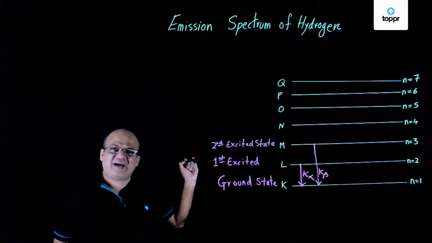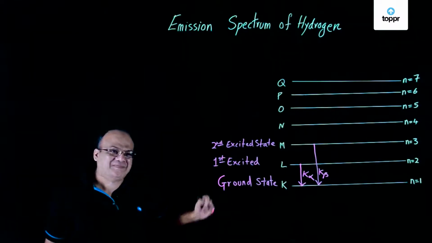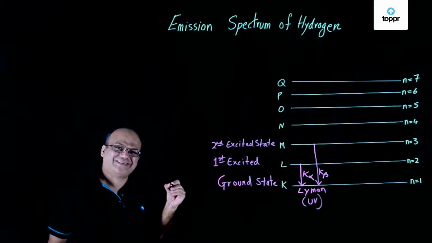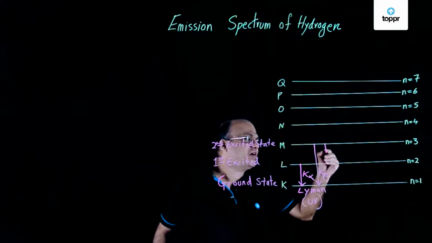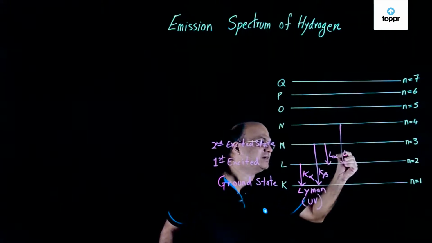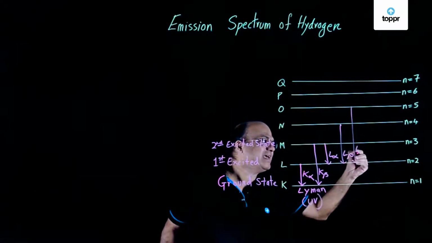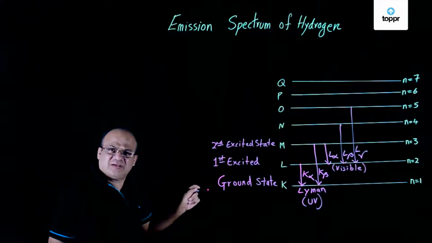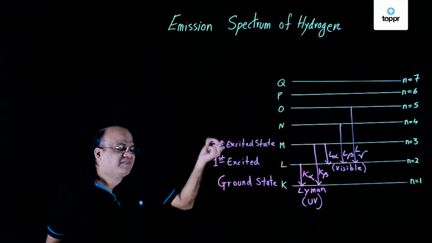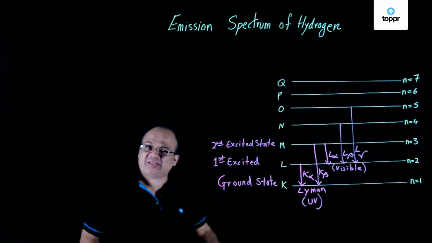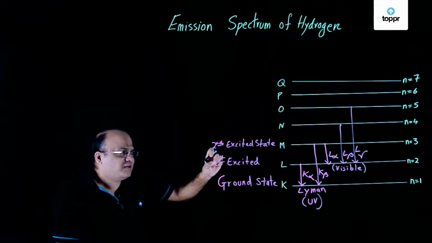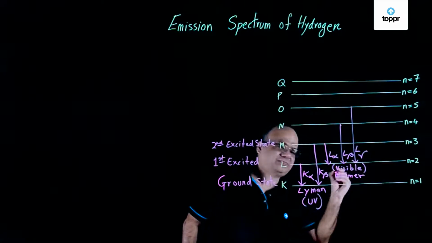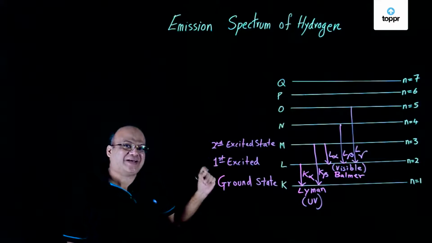These lines lie in the ultraviolet region of the electromagnetic spectrum, and they are called Lyman series. So Lyman series is in the UV region, right? Now just the second level. Then we have got L alpha, L beta, L gamma. These lie in the visible region of the electromagnetic spectrum. And that's why they were discovered first. Some person gave the wavelength of these three lines to the mathematician Balmer. Balmer got the formula for these three lines, and that's why they are called Balmer series. They lie in the visible region of the electromagnetic spectrum.